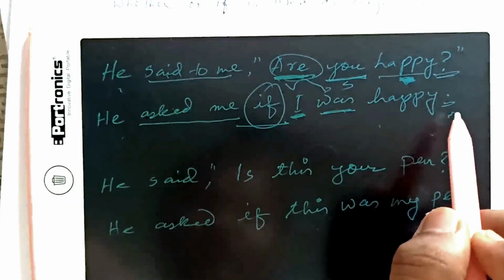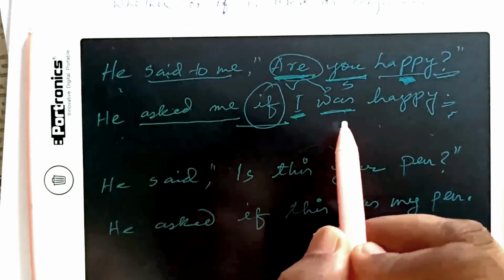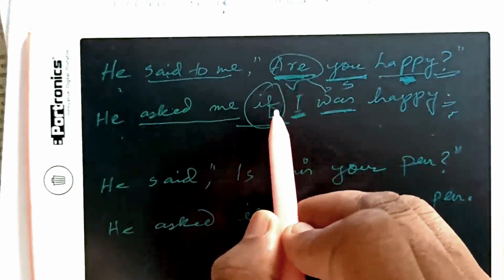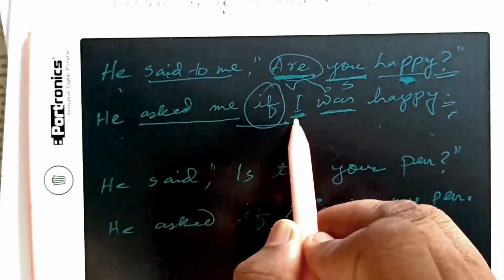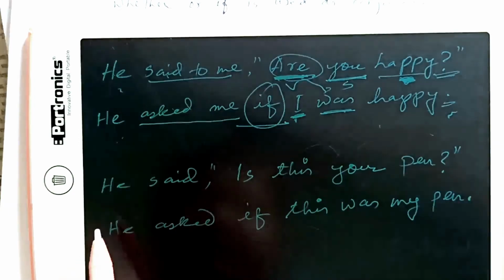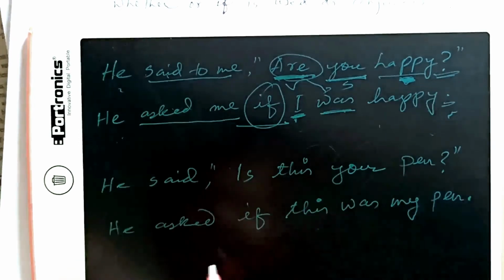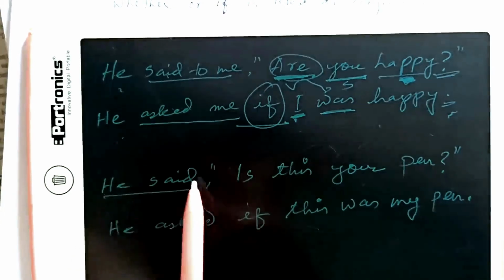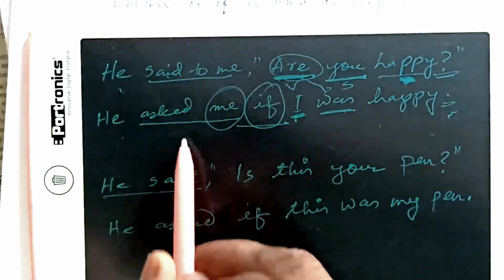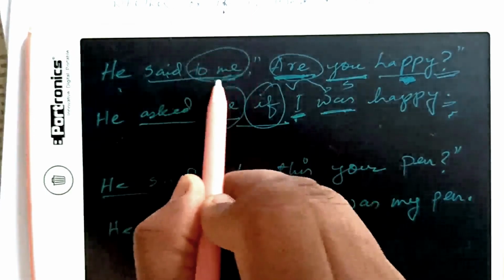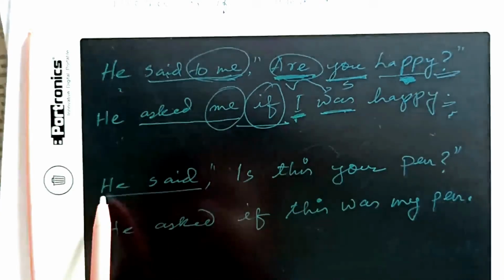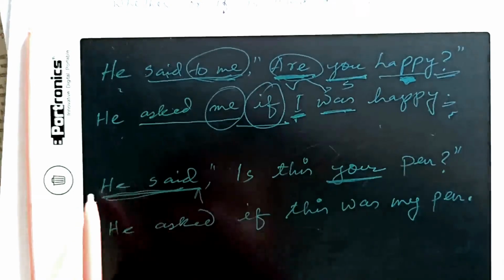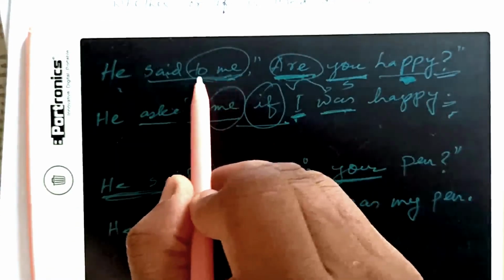This is what you need to always look out for, because you might make a mistake by first bringing "was" before "I". That will be wrong. Now the next sentence you see: he said, "Is this your pen?" He asked me if this was my pen. Here we have not seen the word "me" in this sentence. This is a little bit different, but when nothing is there, it is assumed to be "to me".